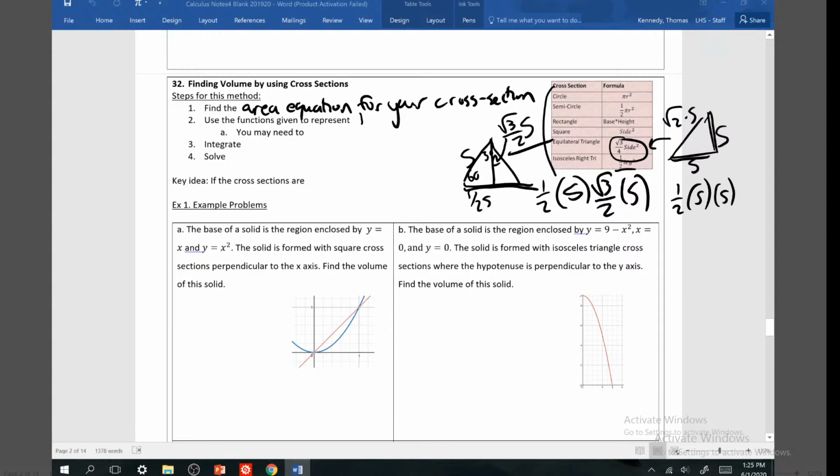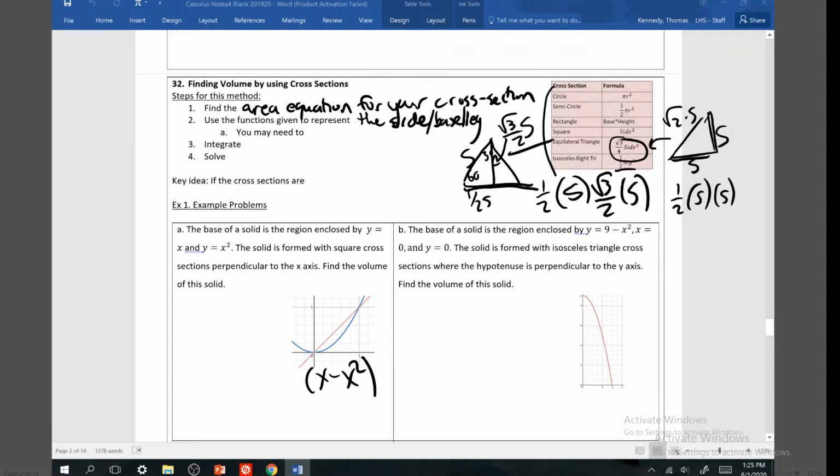So the next at bat here is to use the functions given to you to represent the, whoops, I'm still on eraser, the side or base or leg. So the stuff you need in your equation, side, base, height, whatever, things you need to define in your area equation. And so that's when we plugged in down here, x minus x squared for the side length. That was exactly that step.